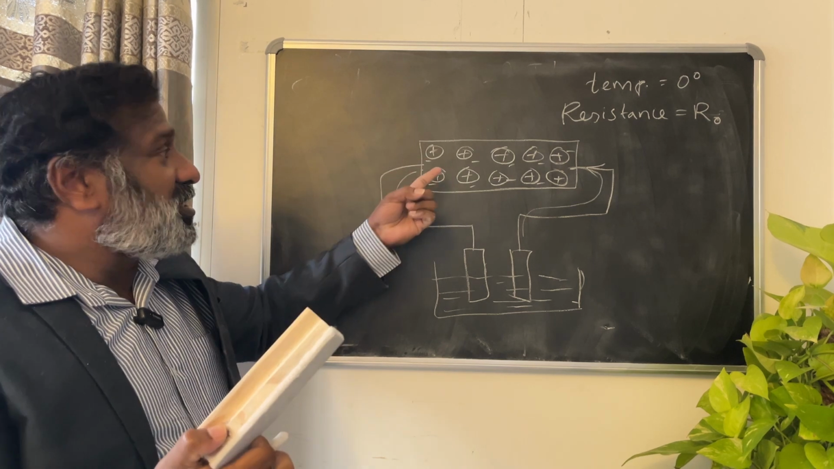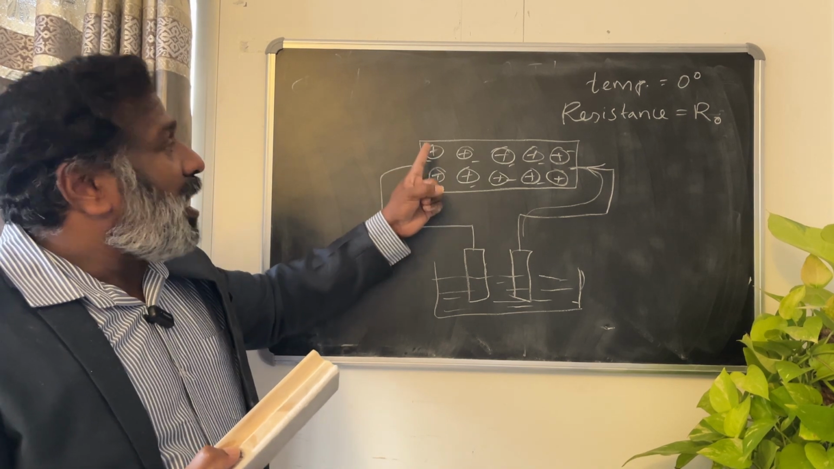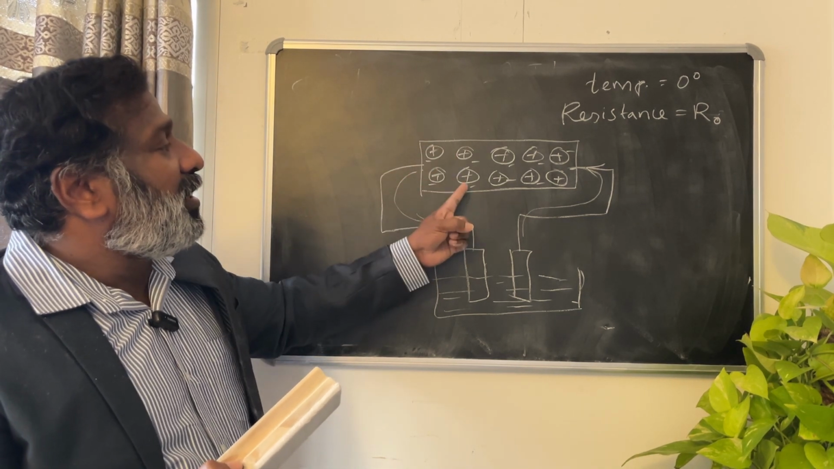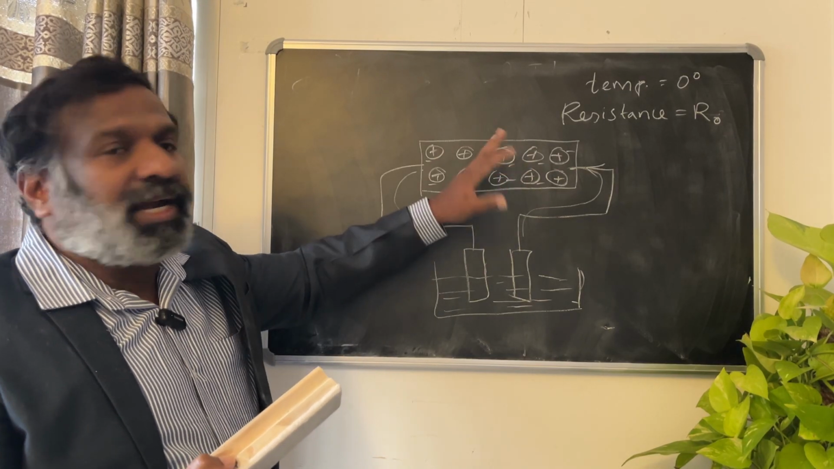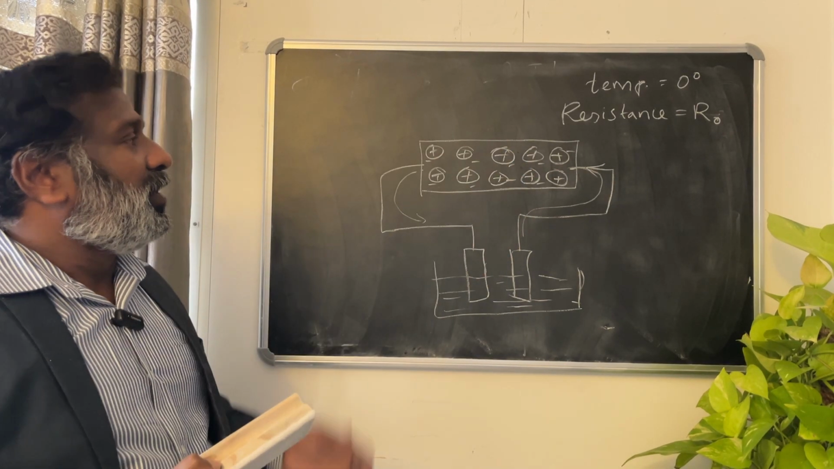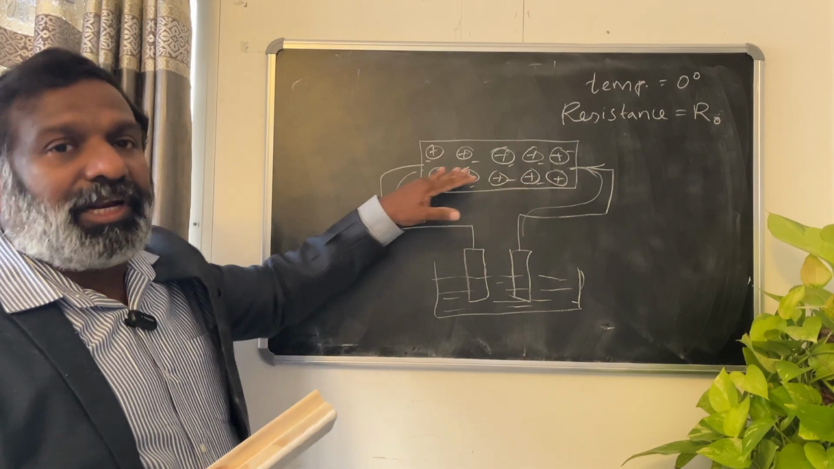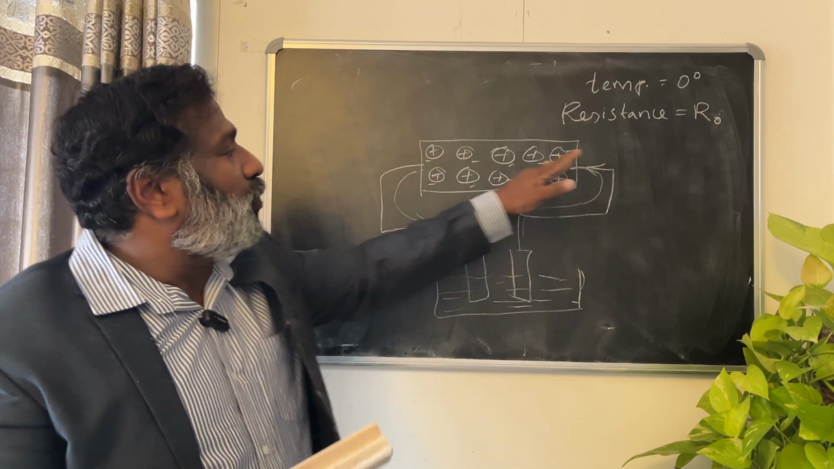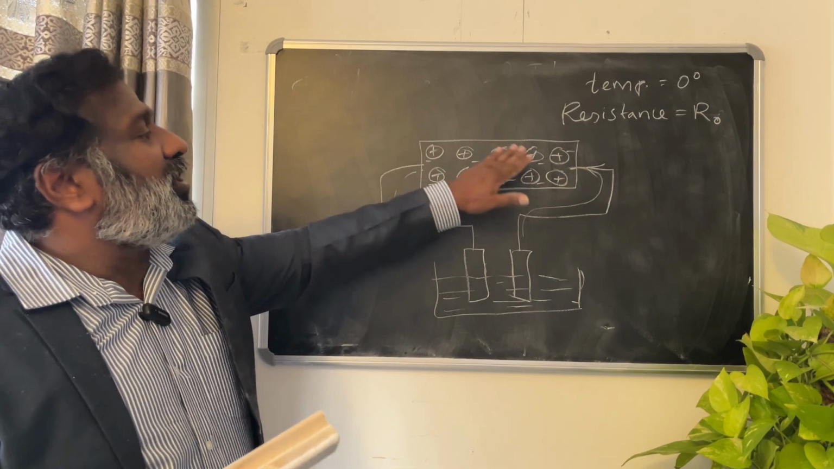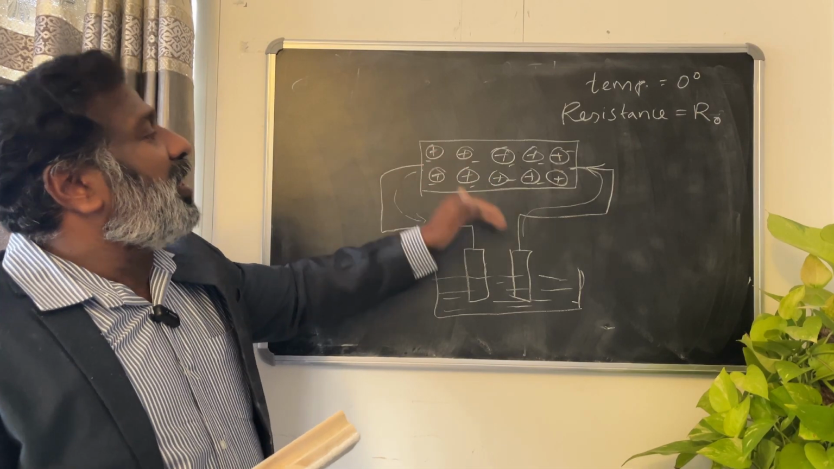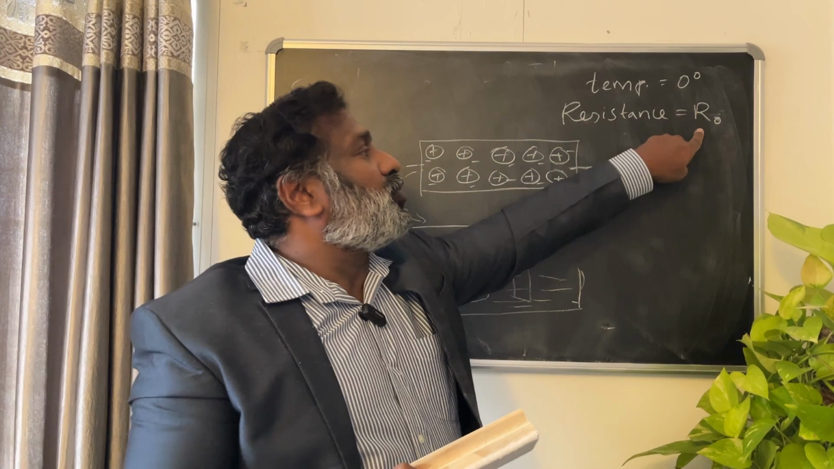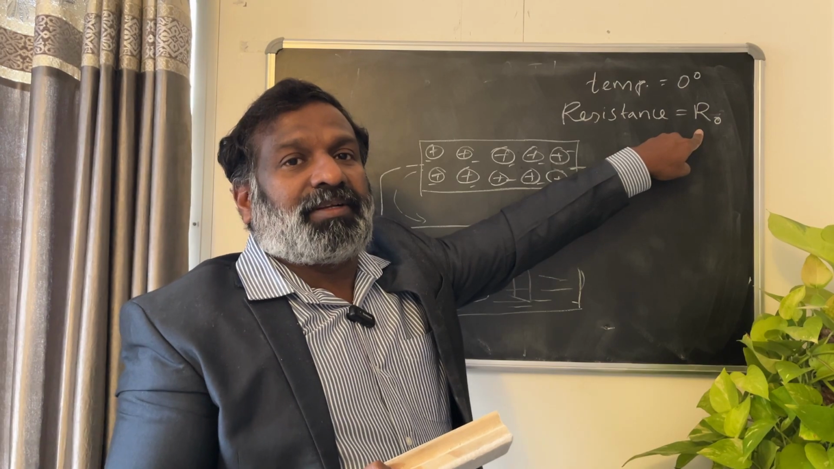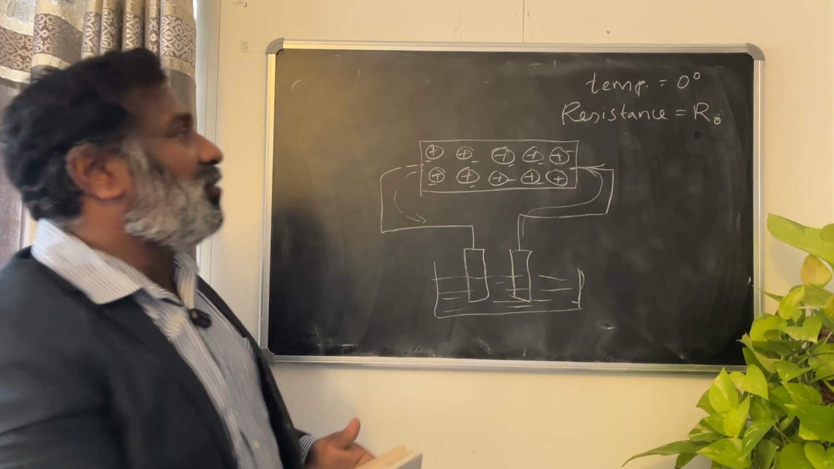What is the cause for this resistance? Opposition offered by stationary atoms. Now the atoms become positive ions, and they give opposition to the flow of electrons. When electrons move from the negative to the positive plate, they collide with the stationary atoms. In that way, the stationary atoms give hindrance to the flow of electrons, and that gives rise to this resistance. Clear?